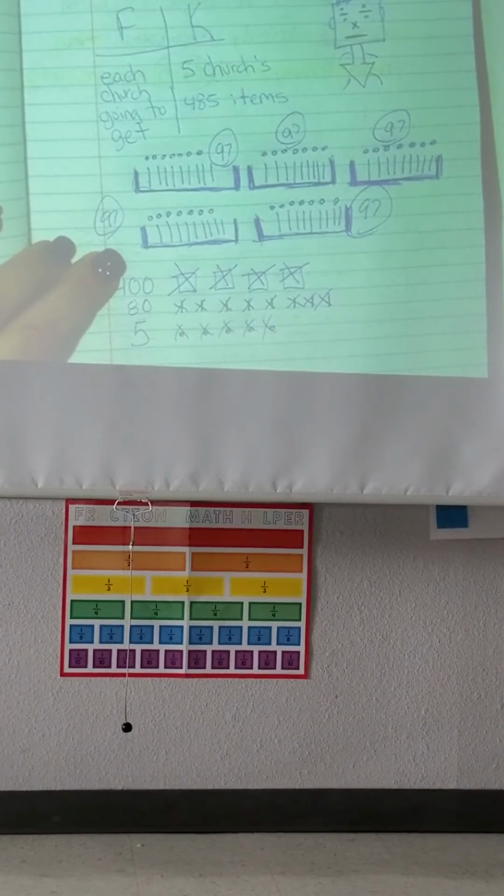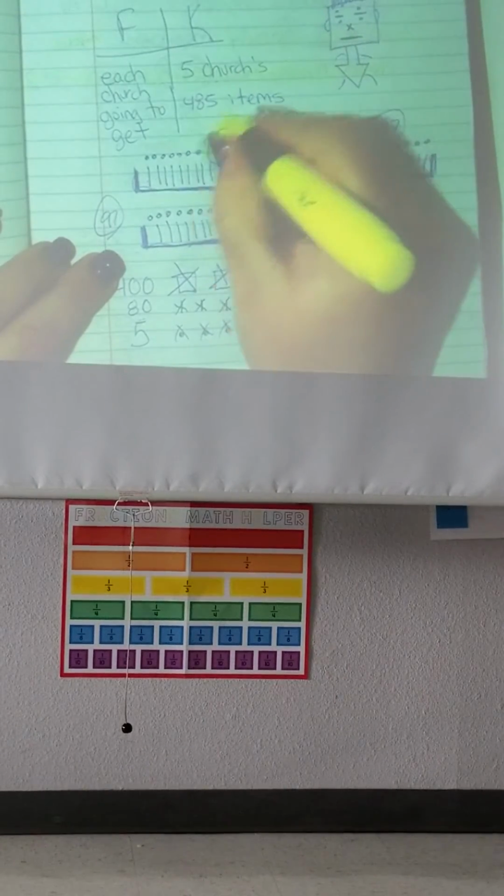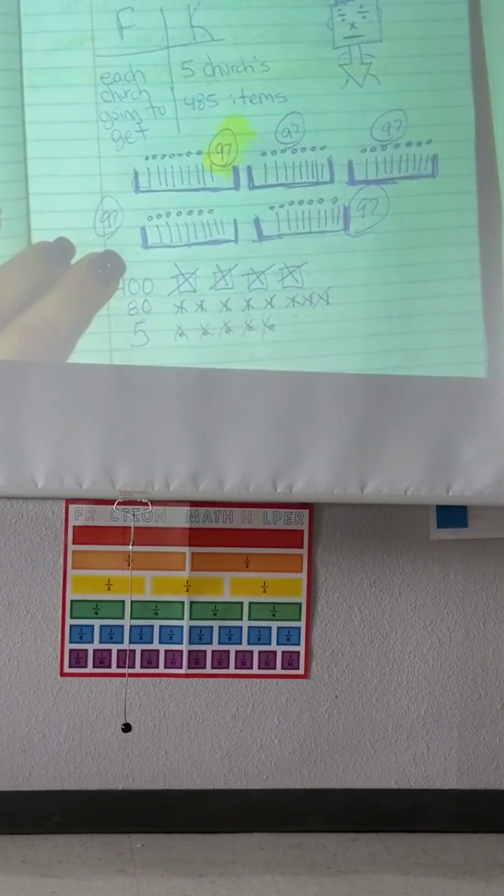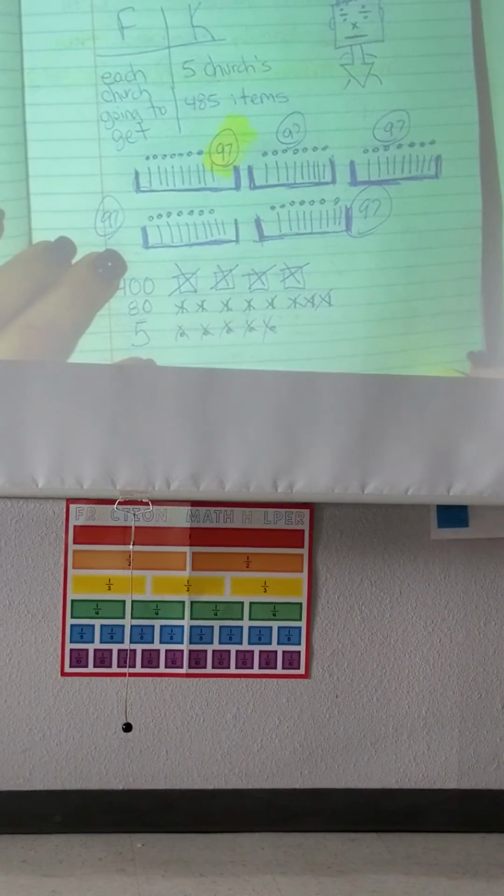What do you need to do? Multiply it. What do you do with your answer? Just leave it there? What do we do? You need to either highlight it or circle it so that we can find it. So how many is each church going to get?